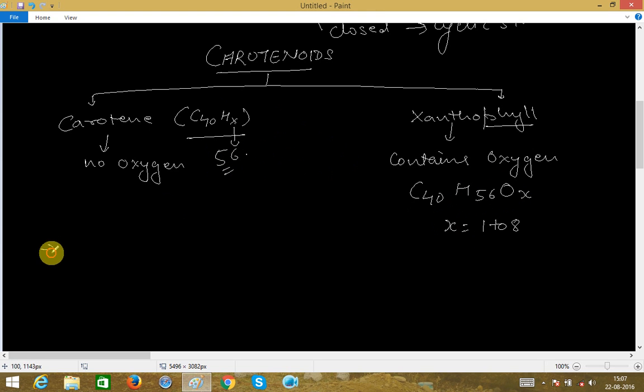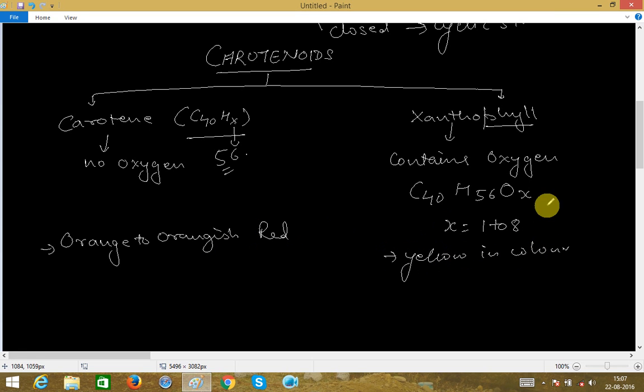Now coming over to the color, carotene is usually orange to orangish red in color. And xanthophylls, when you talk about this one, this is going to be yellow in color. Carotene gets completely dissolved in carbon disulfide, CS2. So carotene is totally soluble in this CS2. But when you talk about the xanthophylls, they only get partially soluble in CS2, carbon disulfide.